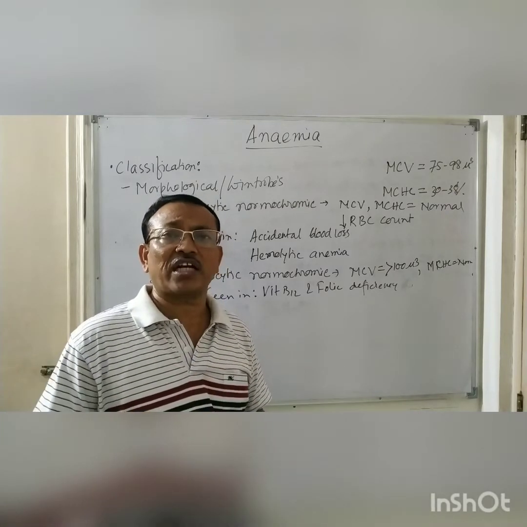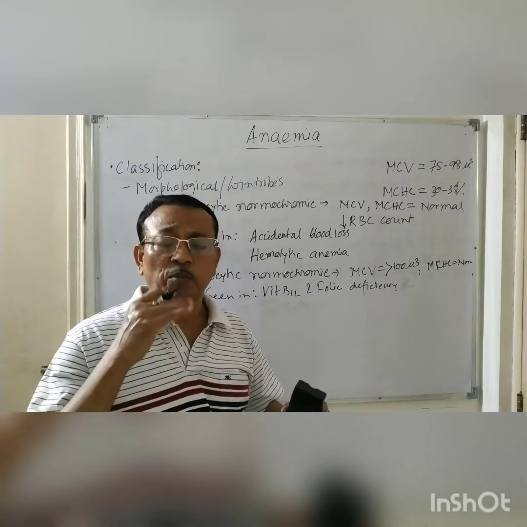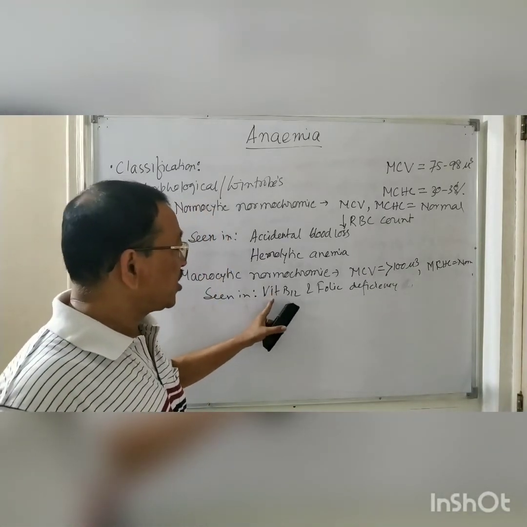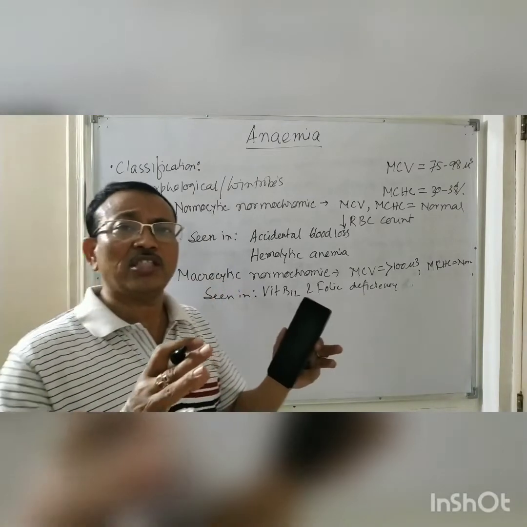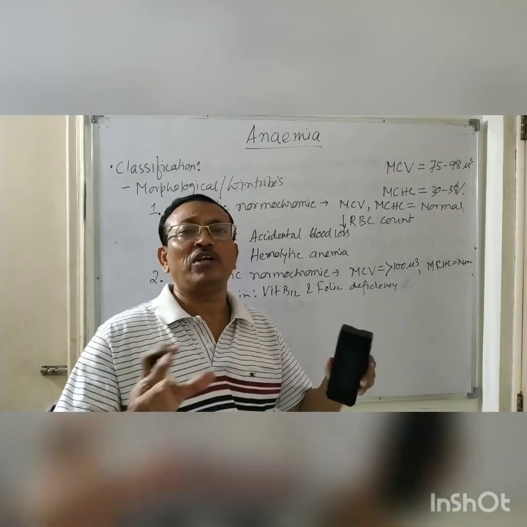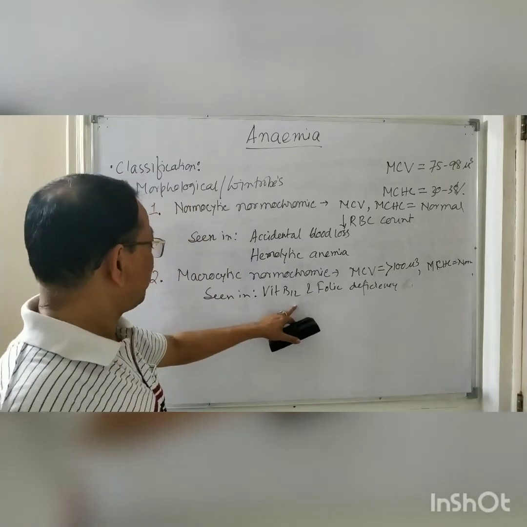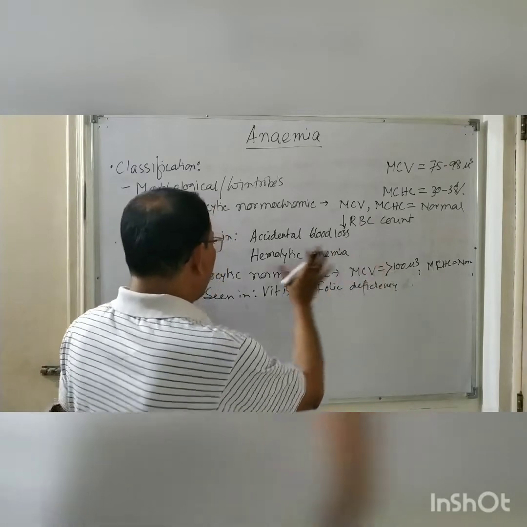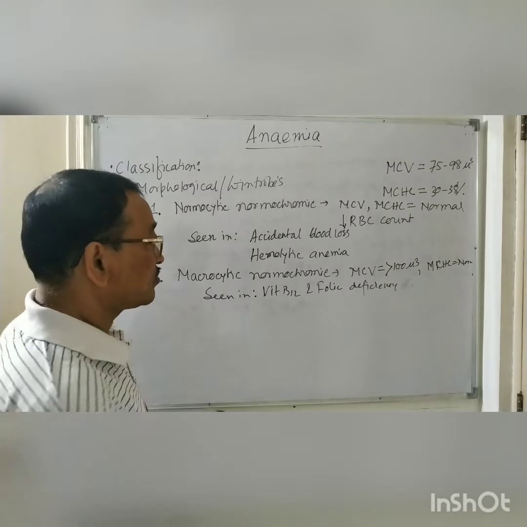In these maturation factors, vitamin B12 and folic acid are very important. They are responsible for DNA synthesis. Because of the absence or deficiency of vitamin B12 and folic acid, DNA synthesis will not take place, so the RBC will not mature, and its size will be larger because of the immature RBC. So MCV will be more, and that anemia is known as macrocytic normochromic anemia.